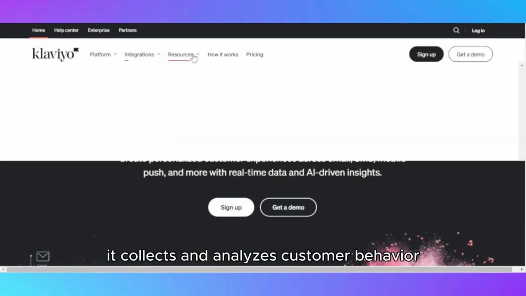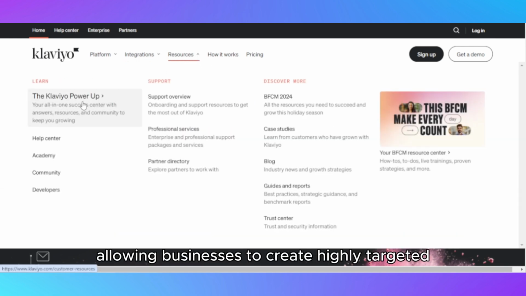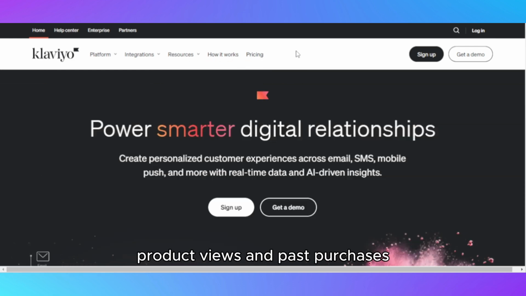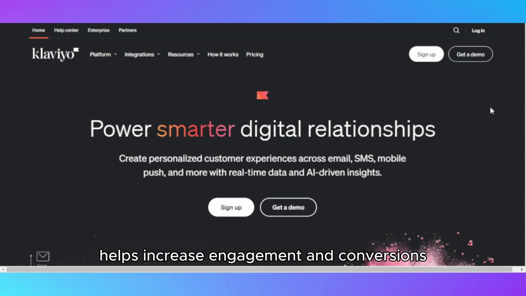One of Klaviyo's strongest features is its data-driven approach. It collects and analyzes customer behavior, allowing businesses to create highly targeted and personalized email campaigns. You can set up behavioral triggers to send emails based on actions like cart abandonment, product views, and past purchases. This level of automation helps increase engagement and conversions without constant manual effort.